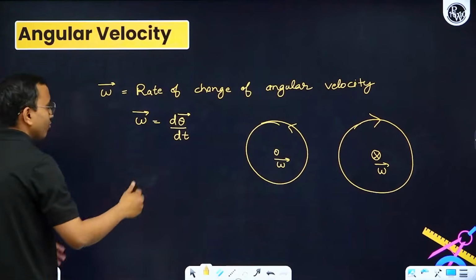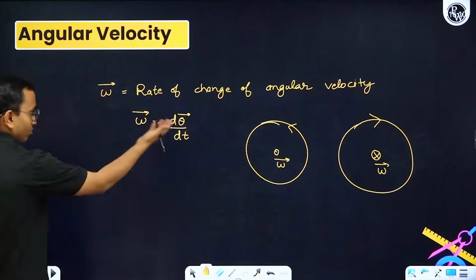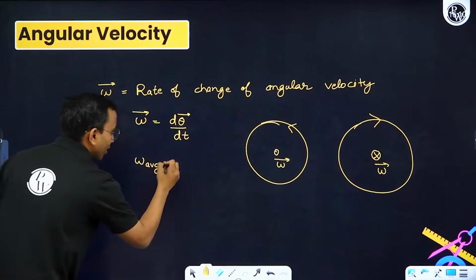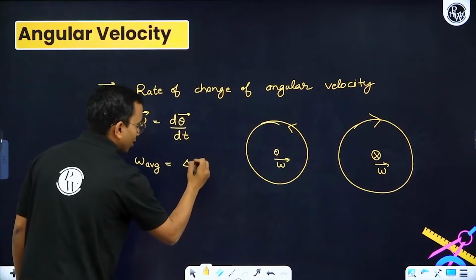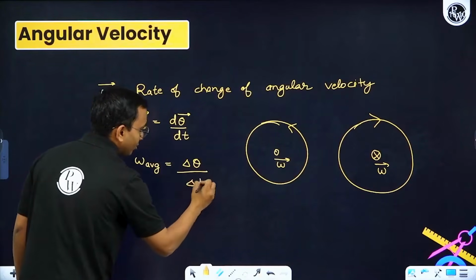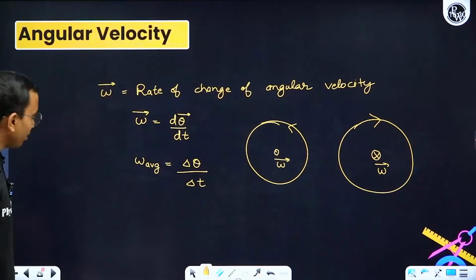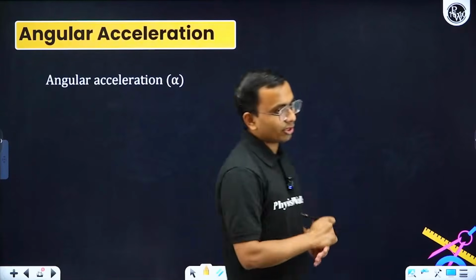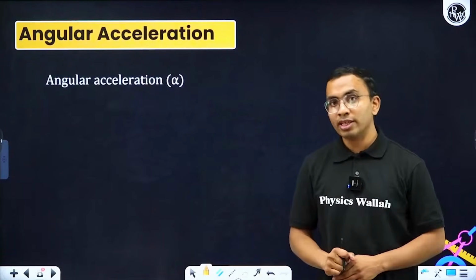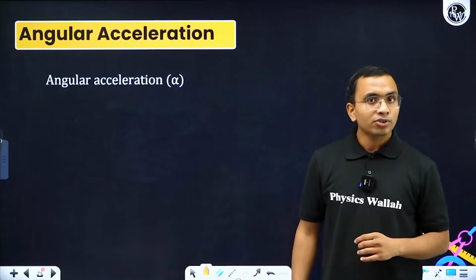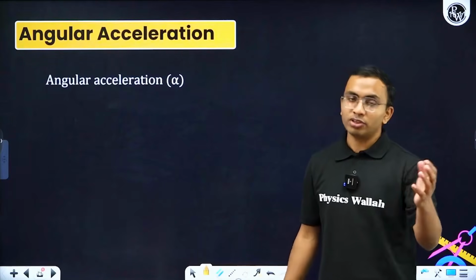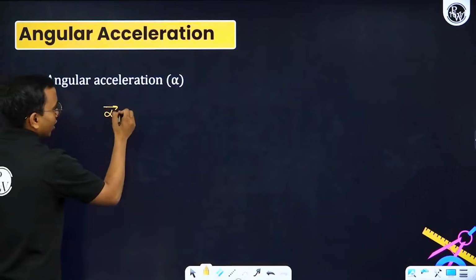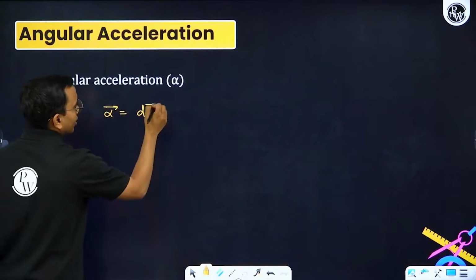And sometimes we may need to find the average angular velocity. Using the same concept, omega average is equal to the change in angular position divided by the time interval. Simple. Next, the angular acceleration. The way we defined acceleration, what was acceleration? Rate of change of velocity. So what is angular acceleration? You will say the rate of change of angular velocity. So angular acceleration alpha is the rate of change of angular velocity.